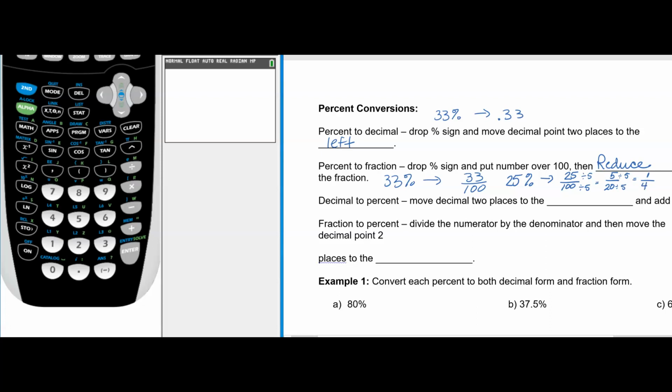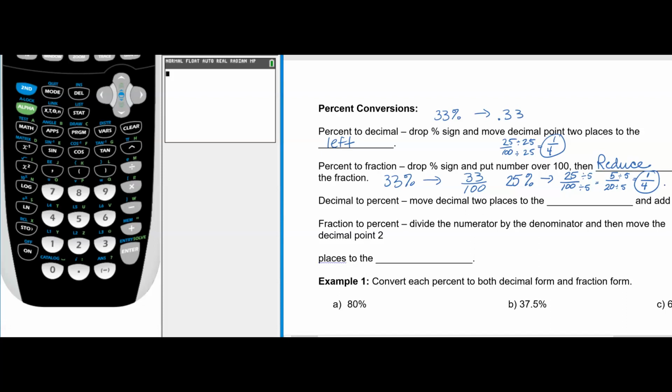20 divided by 5 is 4. You get 1/4. You could also, from the very beginning, take 25 over 100 and divide those by the greatest common factor, okay? And you get 1/4 from the very beginning. So when you're reducing fractions, don't be concerned about always having to find the greatest common factor. It is possible to just do a couple of steps and get to the same answer.